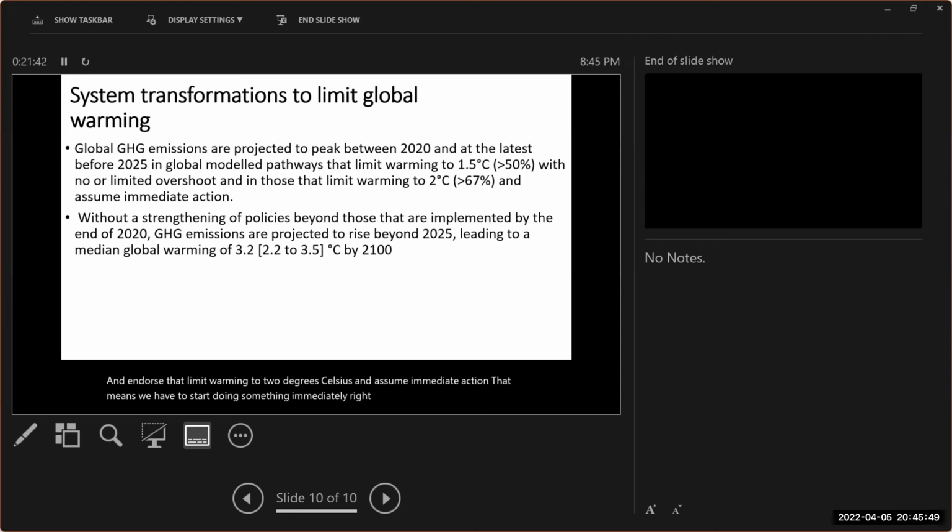Exactly. Without a strengthening of policies beyond those implemented by the end of 2020, global greenhouse gas emissions are projected to rise beyond 2025, leading to a median global warming of 3.2 by 2100. So what's going to happen if you have global warming of 3.2 degrees Celsius? I have a few slides that will show that, possibly. I can give you some idea.